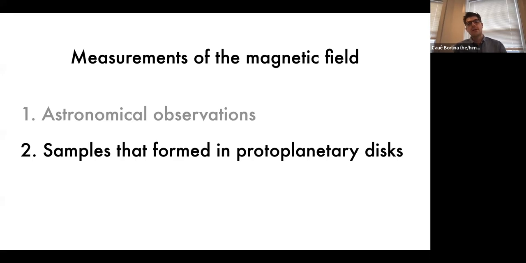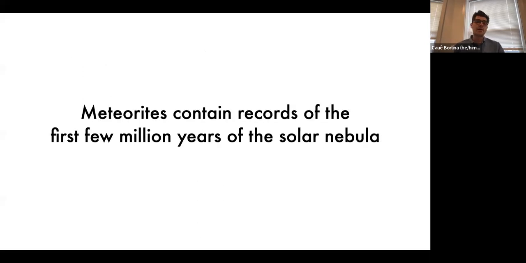But the other way to do it is by using samples that formed in protoplanetary disk environments. An example of that are meteorites. In fact, some meteorites in our collection formed during the first few million years of our own protoplanetary disk phase, which we call the solar nebula. So it's possible that some of the meteorites and their components could have recorded this magnetic field from this time when our own solar system was a protoplanetary disk.